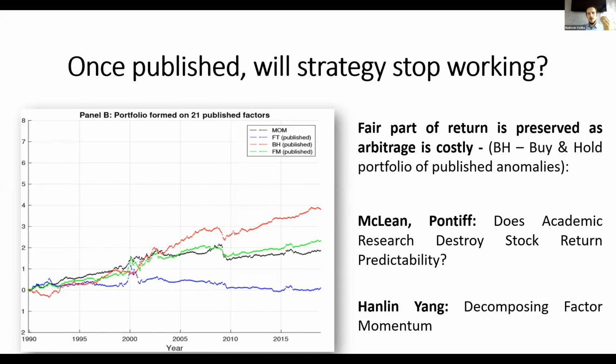So for example, I highlighted one paper. We can take a look at a paper written by Han and Yang, which is called Decomposing the Factor Momentum. As we can see in the following chart, the buy and hold strategy of published anomalies is profitable. Once you take the anomalies, look at when they were published, and hypothetically invest only in anomalies which were published, there is a decrease in performance compared to the past performance in the paper, but the anomalies are still profitable.